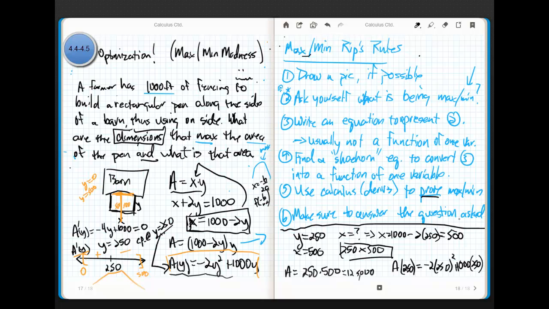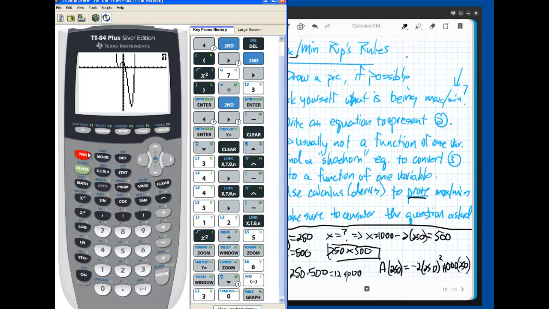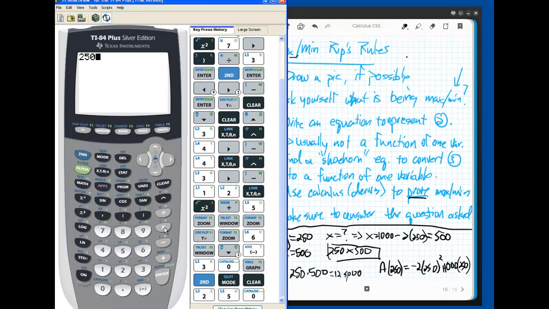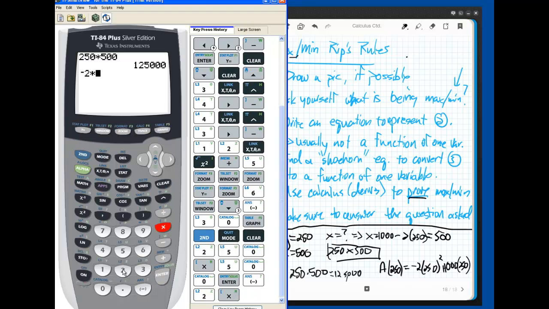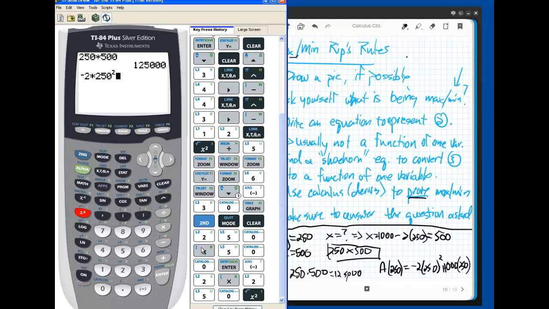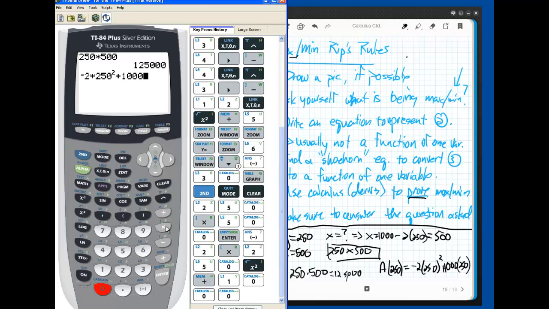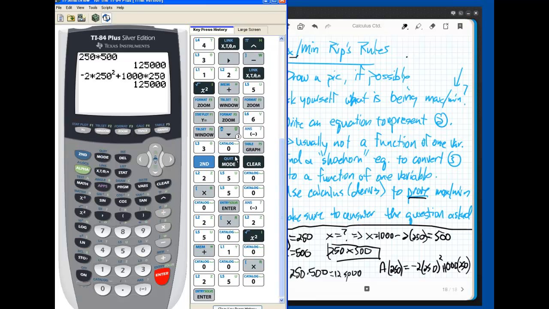All right? You know what? Let's go over. Why do I have a calculator if I'm not going to use it, right? So if I clear, let's clear. Remember that? That was a good time. So 250 times 500. Always double check, especially when I'm doing mental math. Look at that, 125,000. Now let's double check. Negative 2 times 250 squared, plus 1,000 times 250. Let's see what I get. Oh, look at that. Isn't that awesome?